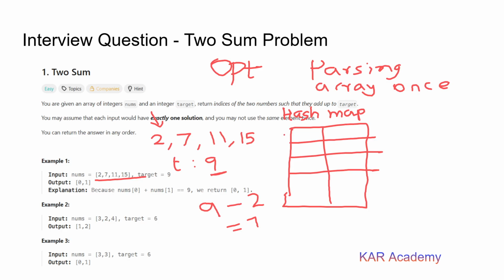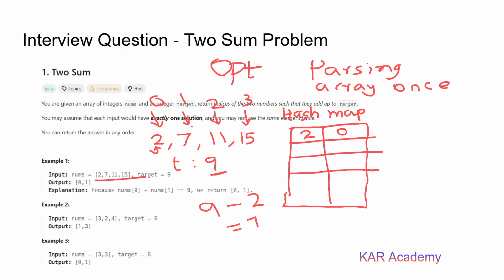So if we don't find the number, what we do is we store this number 2, which we just read from the array, and we also store its index. So the index for number 2 is 0, and this is 1, this is 2, this is 3, right? So now we have this in the hash map.